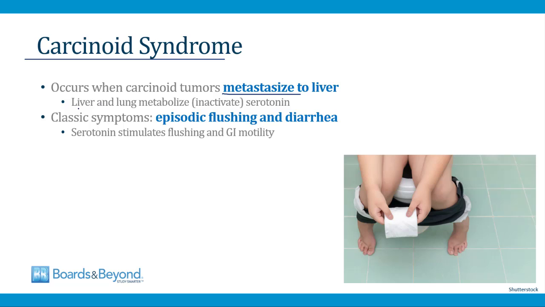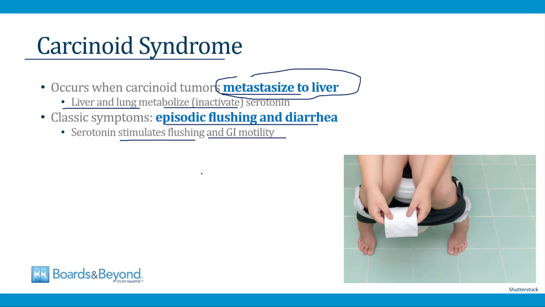The reason for this is that the liver and the lung can metabolize or inactivate serotonin, so serotonin released from the small bowel will reach the liver but be inactivated, and it won't go on to cause symptoms of the carcinoid syndrome. But if metastasis to the liver has occurred, then those metastatic lesions can release serotonin, which can have systemic effects. And the classic symptoms of the carcinoid syndrome are episodic flushing and diarrhea. This occurs because serotonin stimulates flushing in the skin and also GI motility, leading to diarrhea.